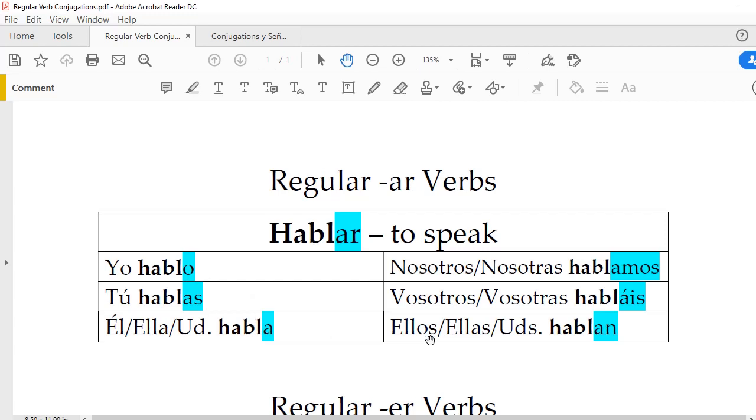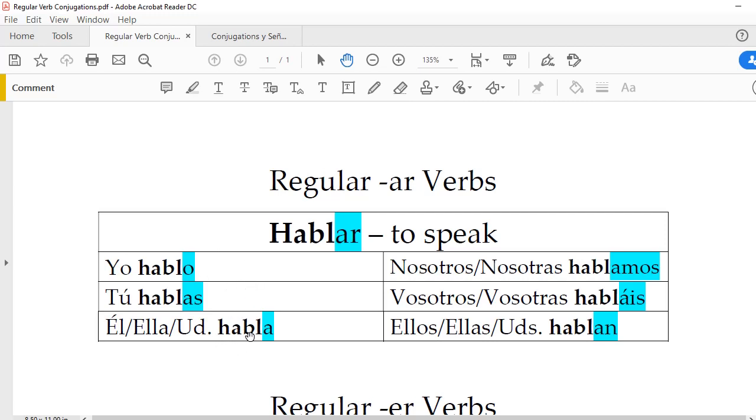So for saying I speak, that is yo hablo. You can see that the ending is just the letter O. The first thing you do is you chop off the AR, and you replace it with an O. If you want to tell somebody you are speaking, that is tú hablas. You chop off that ending, and you replace it with AS. And then if you want to say he, she, or you, sir, are speaking, that is él habla, ella habla, or usted habla. You chop off the AR, replace it with just an A. These are singular verbs. This is just one person at a time doing them.